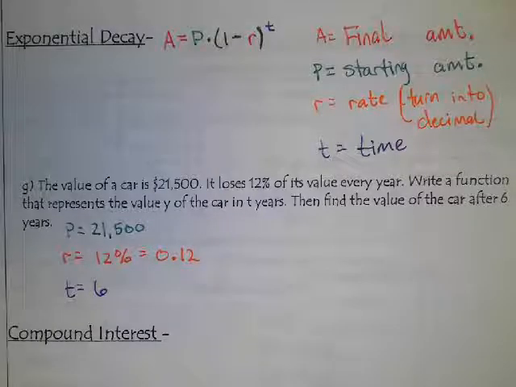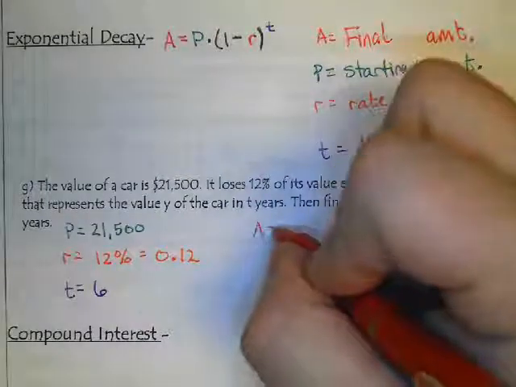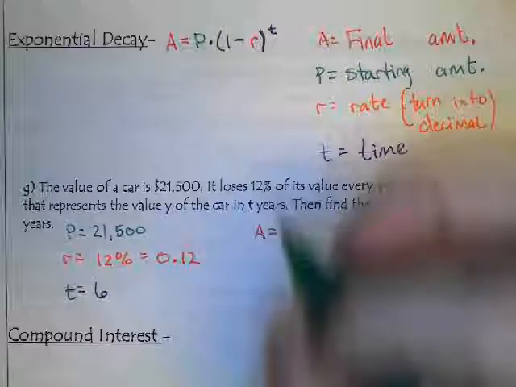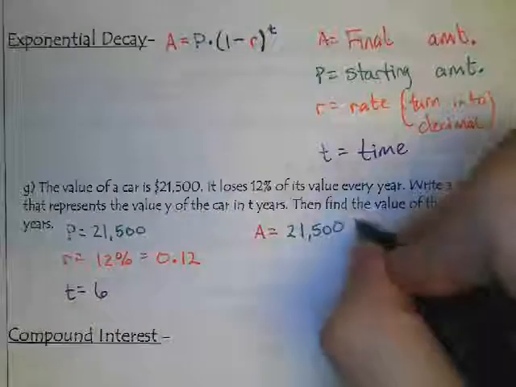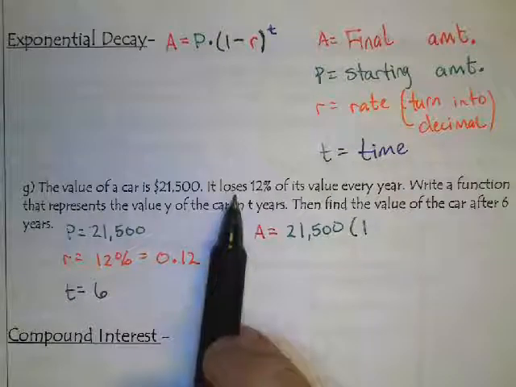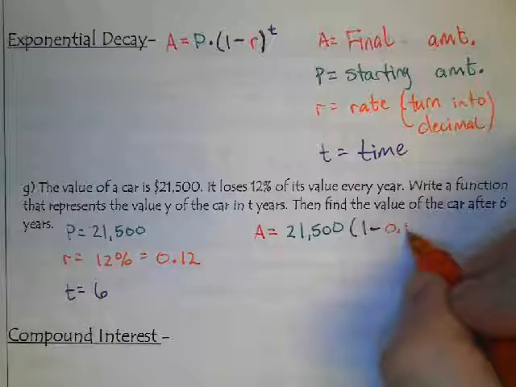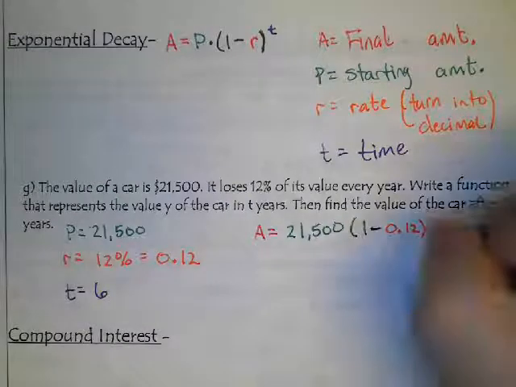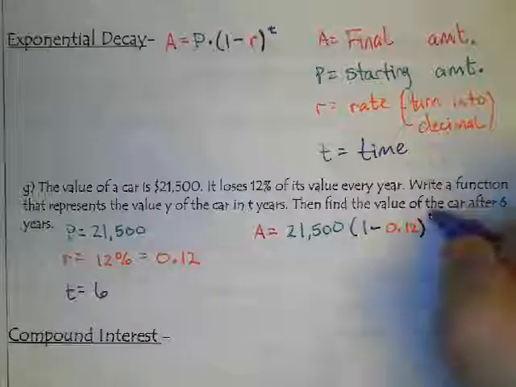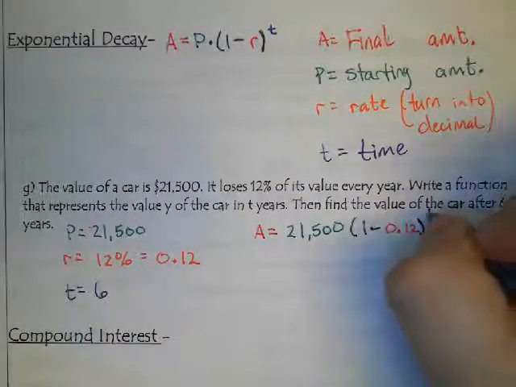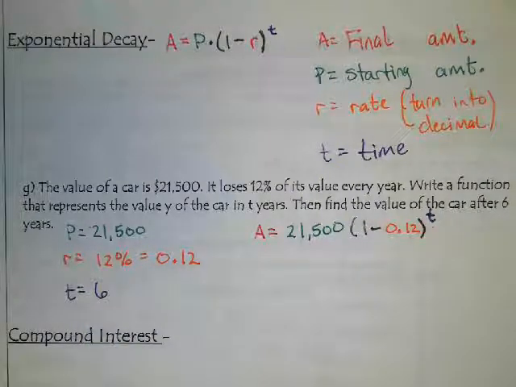So first let's build the equation, then we'll plug t in. A is equal to 21,500 times 1 losing, so since it's losing we're subtracting, 0.12. We want to raise that to the t. So when it asks to write a function in terms of t, that's when we just write the variable t in. And now we know what t is, so we can plug it in.